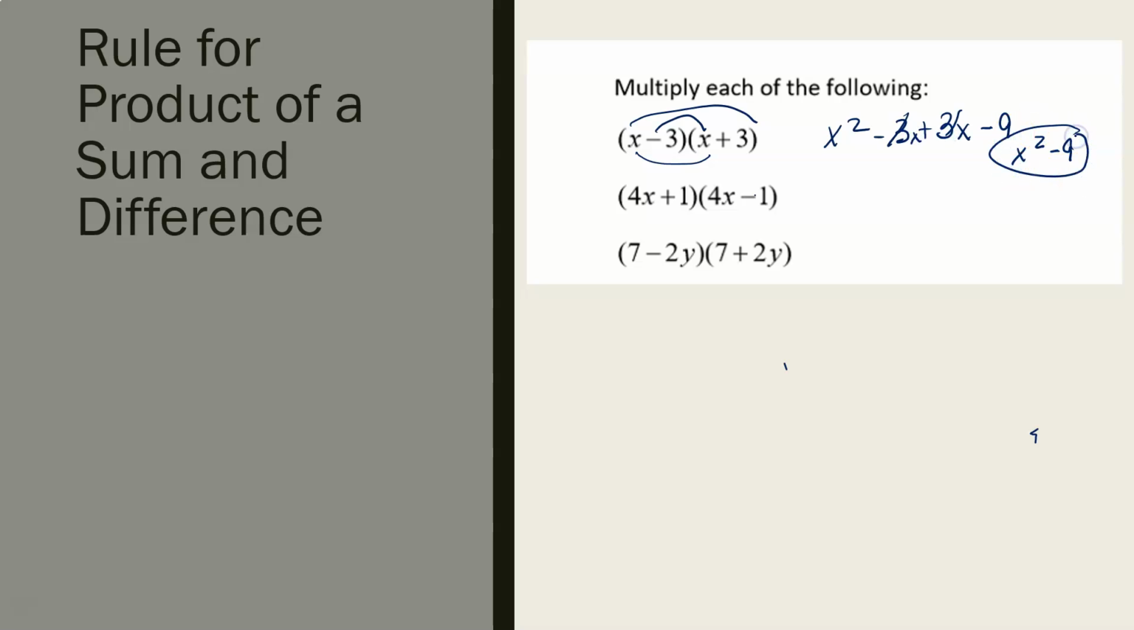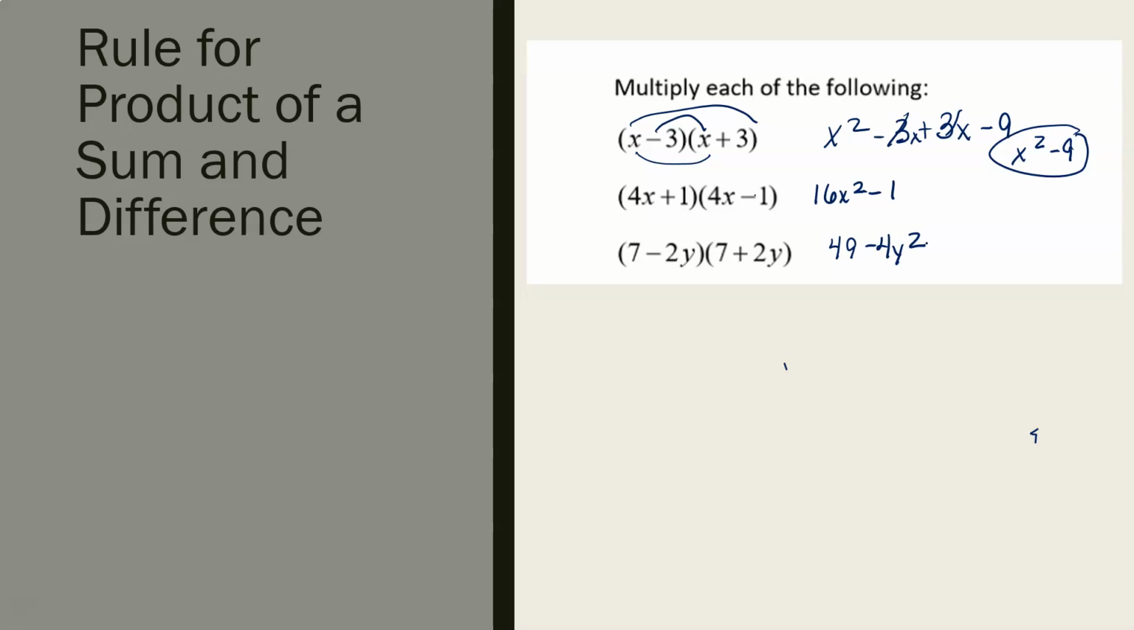Okay? So go ahead and stop the video and do the same for the last two. Go ahead and FOIL those and see what you come up with. This one ends up being 16x squared minus 1, and this one ends up being 49 minus 4 squared. Okay, so take a look at these and see if you can figure out the pattern or the rule for a product of a sum and a difference.